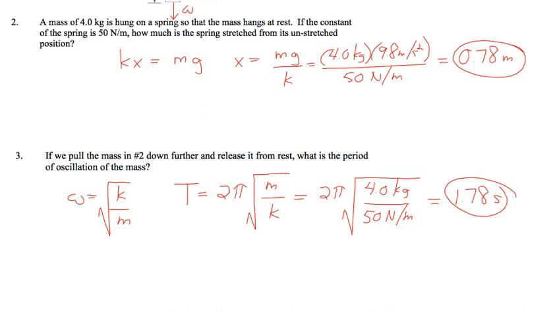I suppose I could ask you what the frequency is. The frequency would be 1 over T. So whatever the answer is right here, 1 over 1.78 would be the frequency, which would be in hertz. Notice that the angular frequency is in radians per second, the period is in seconds, and the frequency is in seconds to the -1, or hertz.